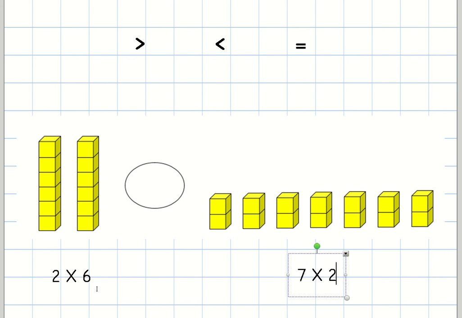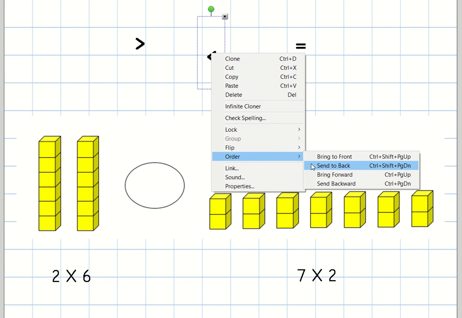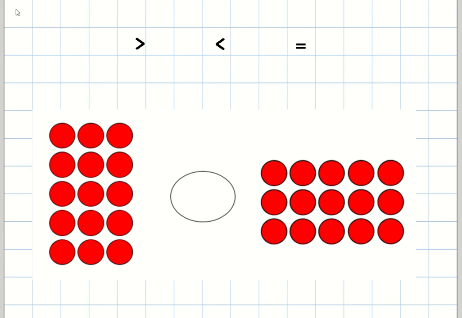So 2 times 6 is 12, and 7 times 2 is 14, which means, oh, let's put that in front so we don't hide it, that we're going to use the less than symbol because 12 is less than 14. Okay, why don't you have a go at this one?